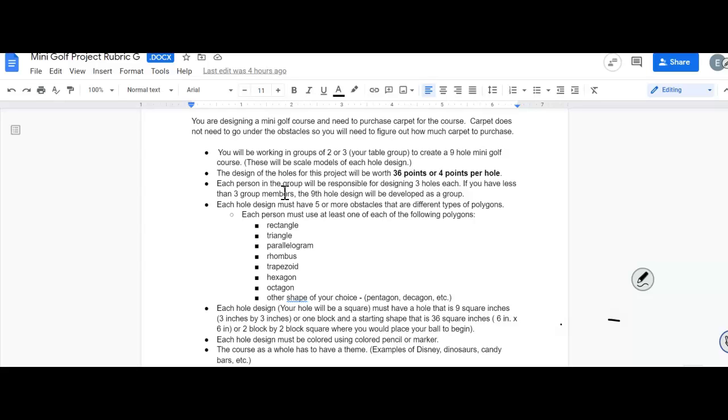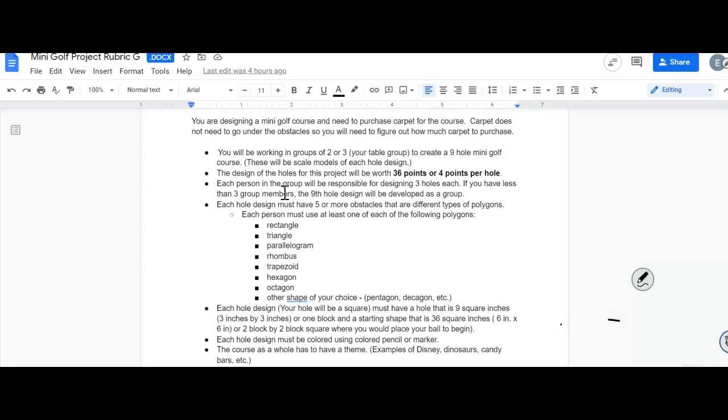The carpet does not need to go under the obstacle, so you will need to figure out how much carpet to purchase. You will be working in groups of two or three to create a nine-hole mini golf course. So your whole group will need nine holes. If you are in a group of three, let's say it's Hudson, Aiden, and Maggie, how many holes does each person create? Three, right? If we have two people, it's just Ella and Jacob. Ella will be creating four of them, Jacob will be creating four of them, and they do the ninth one together.